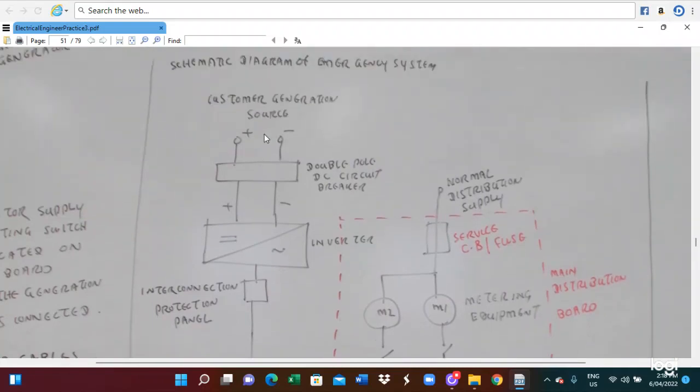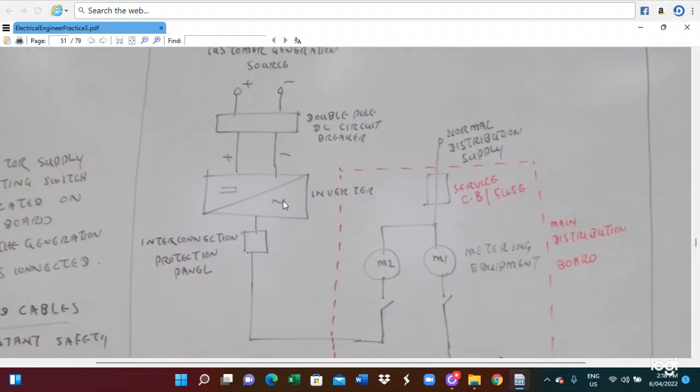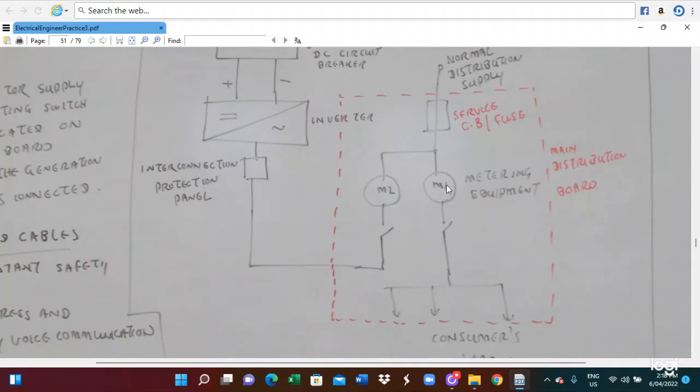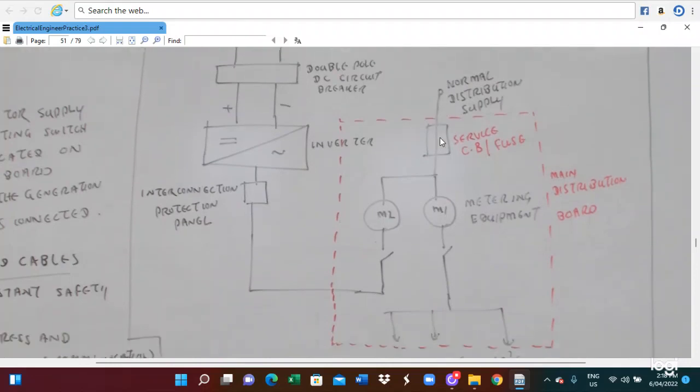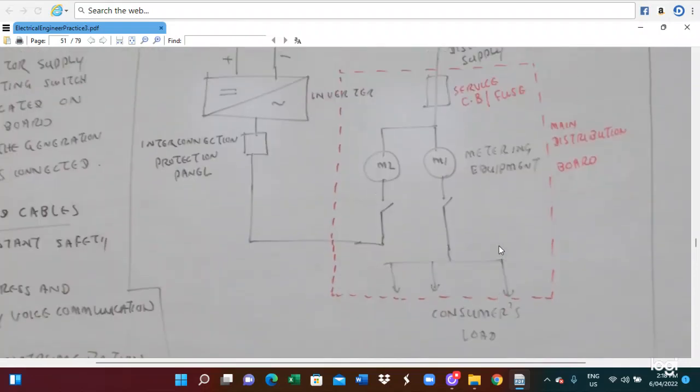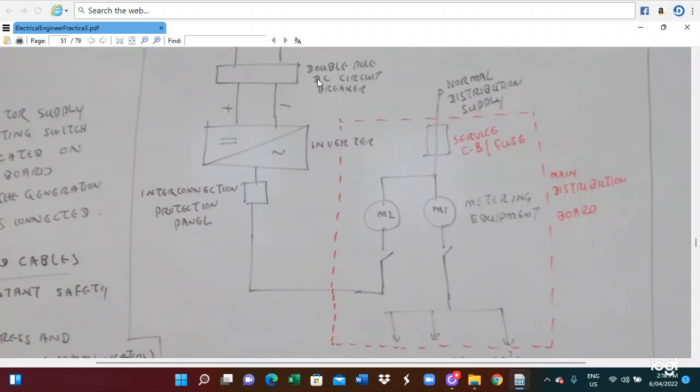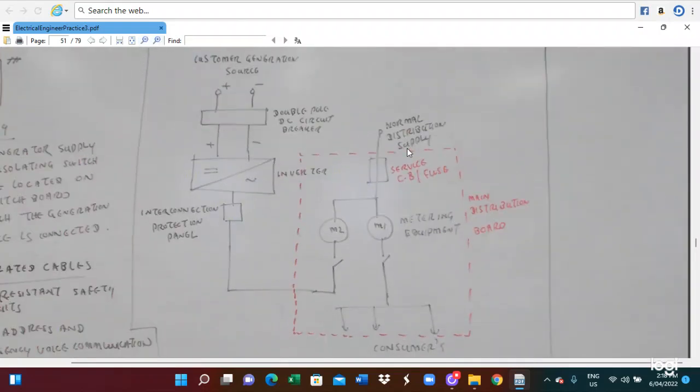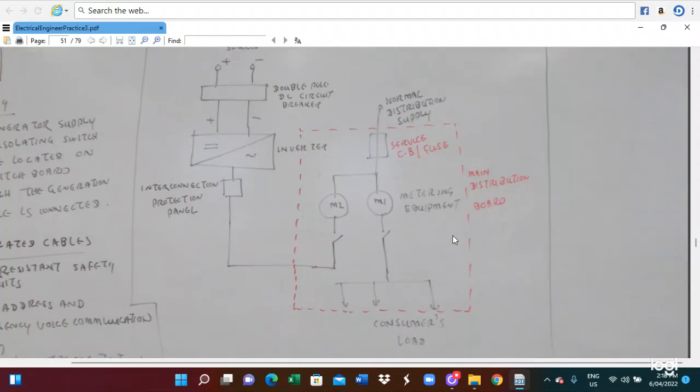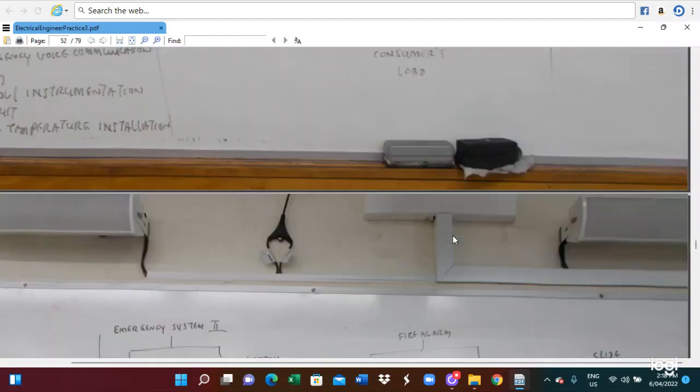So this is for customer generation. This is the inverter connected to the main switch, and also the normal distribution supply and the consumer load. This is the connection of the customer generation, and also the disable integration, interconnection protection, inverter, and metering equipment are provided.